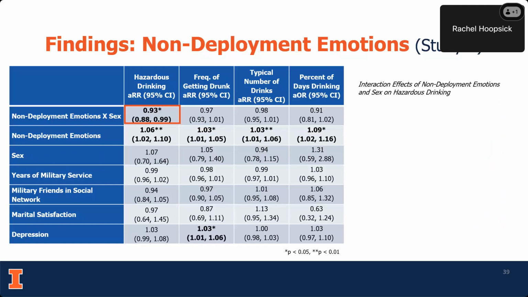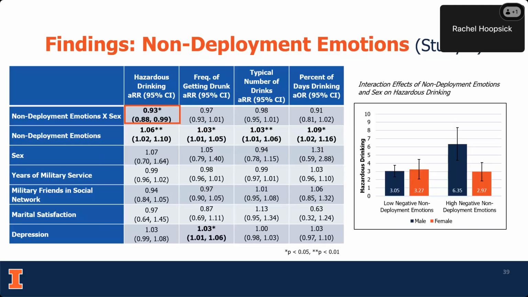When we take a look at the interaction effects of non-deployment emotions and sex on alcohol-related outcomes, or in other words, does the relationship between non-deployment emotions and alcohol differ according to sex, we see that there was a statistically significant interaction for hazardous drinking. So here we see that there was no relationship between non-deployment emotions and the predicted probability of hazardous drinking among female soldiers, but among male soldiers, as non-deployment emotions increase, the predicted probability of hazardous drinking increases.